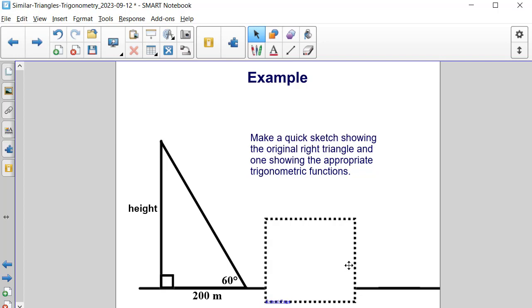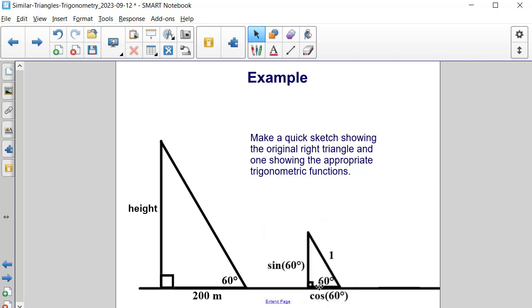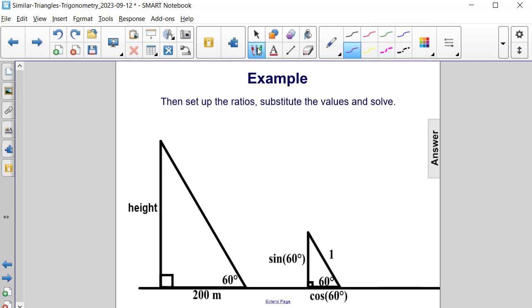Remember, we have the sine of our theta, 60 degrees, being the vertical distance, and the cosine of 60 degrees being the horizontal distance, where the length of the hypotenuse in the smaller model triangle that we're drawing is of length 1. Then we can set up the ratios, substitute the values that we know into the proportion, and solve it.